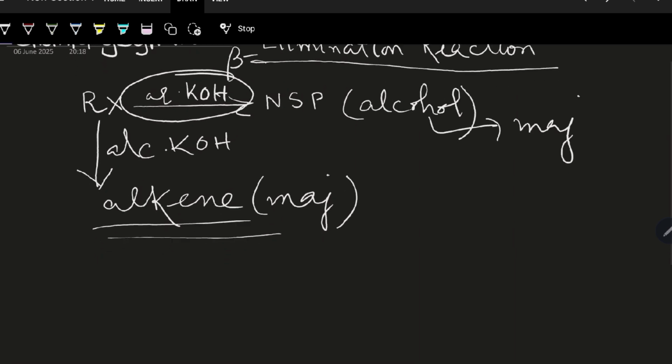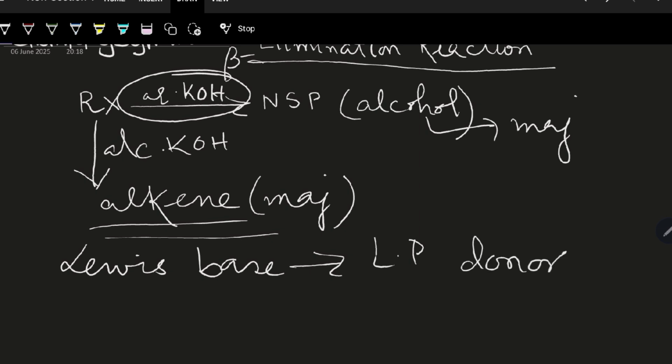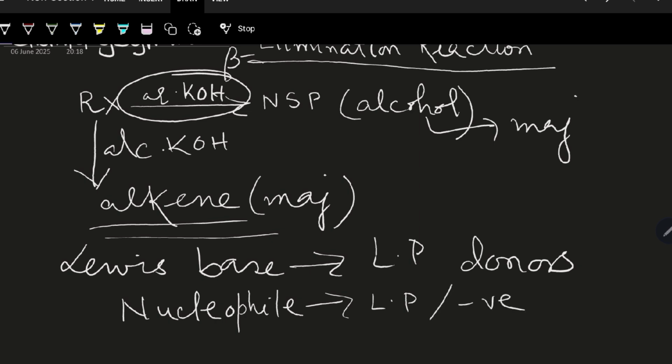See, how do we define a base, especially a Lewis base? When we say Lewis base, we say lone pair holders are Lewis bases, and especially lone pair donors are Lewis bases. How did we define a nucleophile? When we defined a nucleophile, we had said they are also lone pair holders or maybe a negative charge is there. That means electron excess species are nucleophiles.